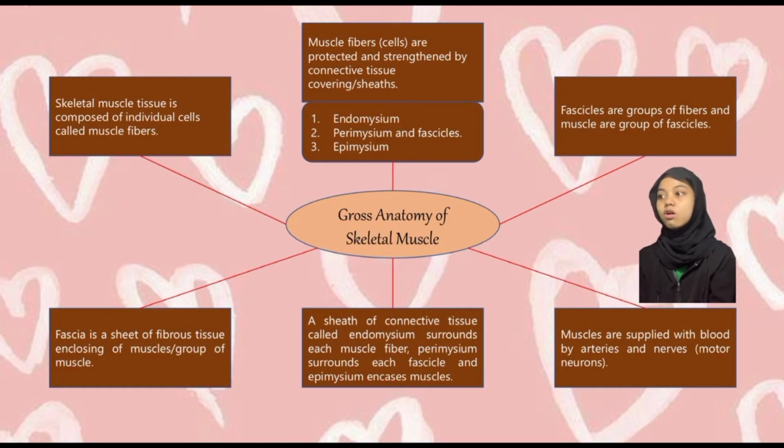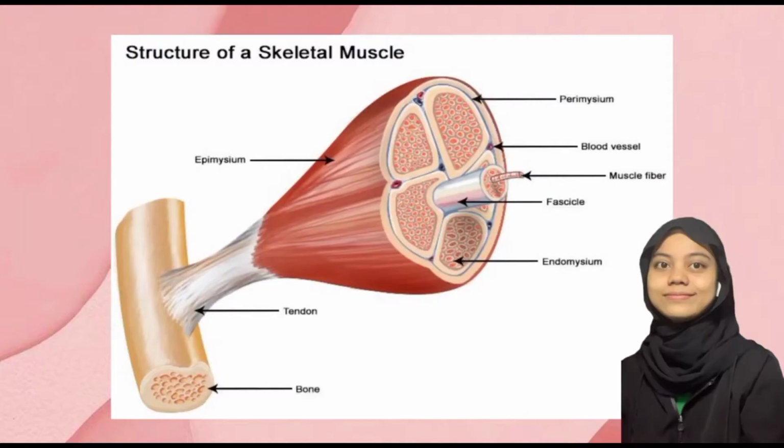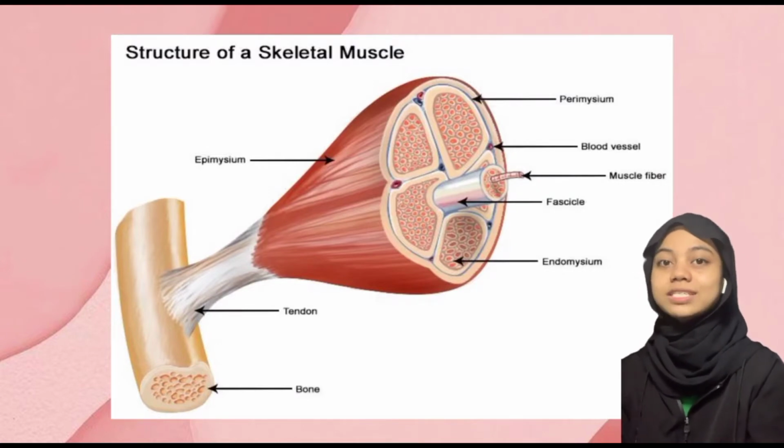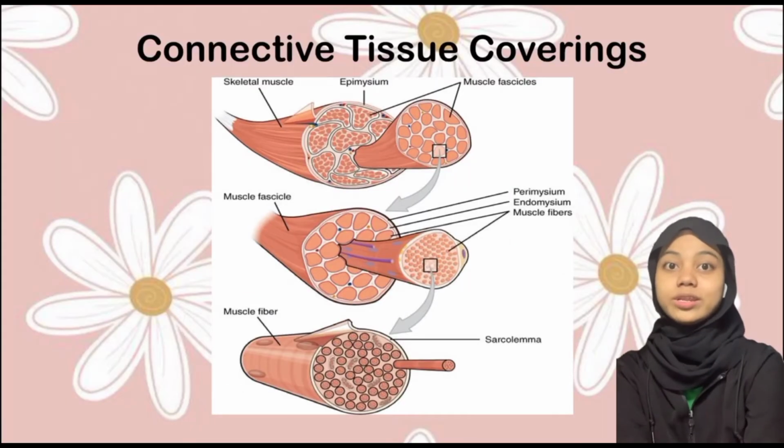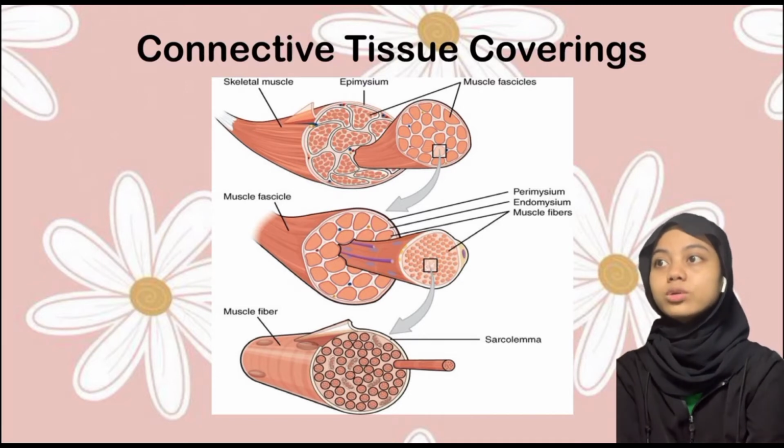Fascia is a sheet of fibrous tissue enclosing a muscle or group of muscles. A sheet of connective tissue called endomysium surrounds each muscle fiber, perimysium surrounds each fascicle, and epimysium encases the muscle. Muscles are supplied with blood by arteries and with nerves, which are motor neurons. This is the structure of a skeletal muscle. Next we go to the connective tissue coverings.